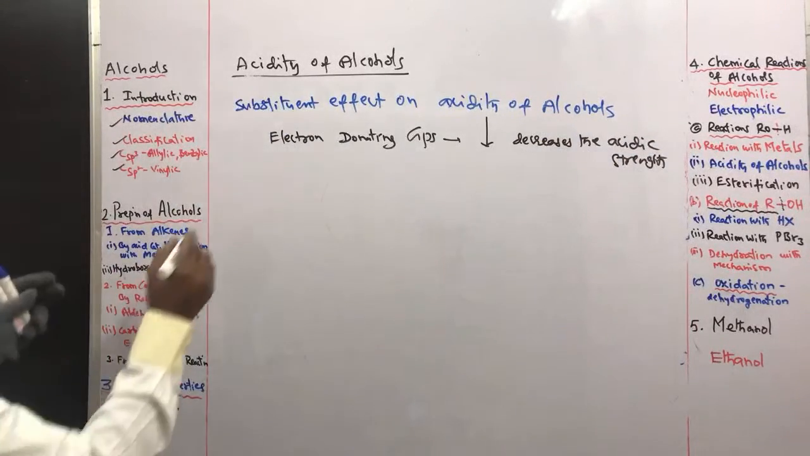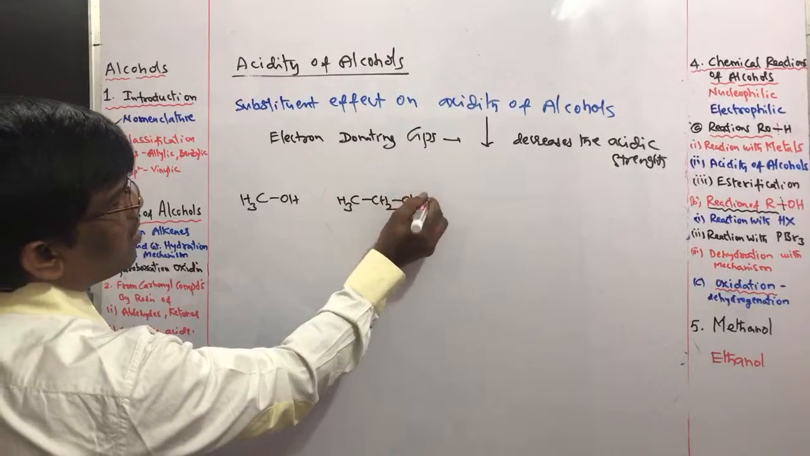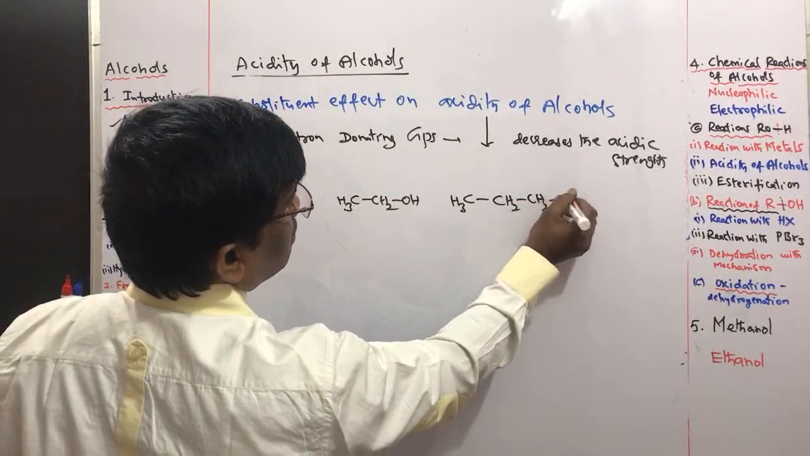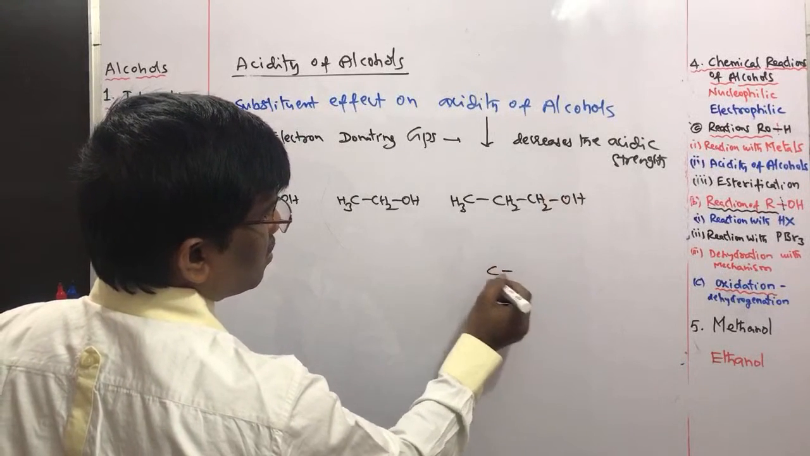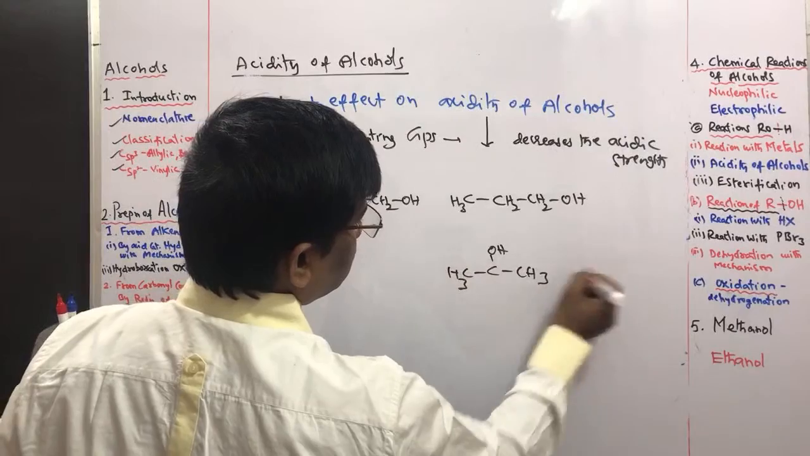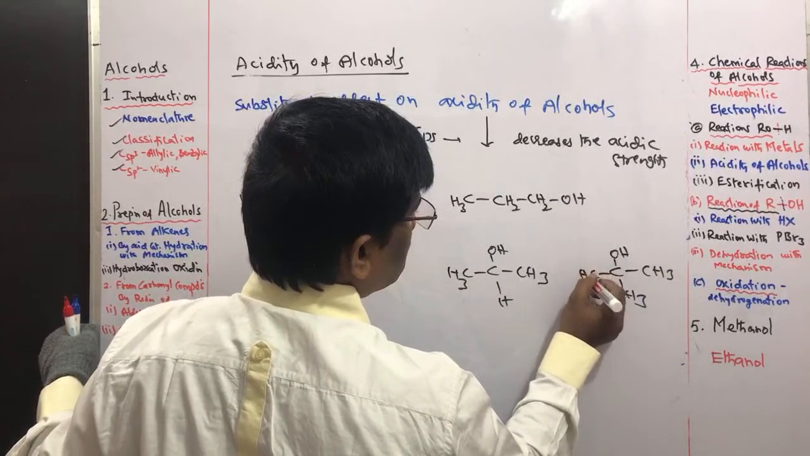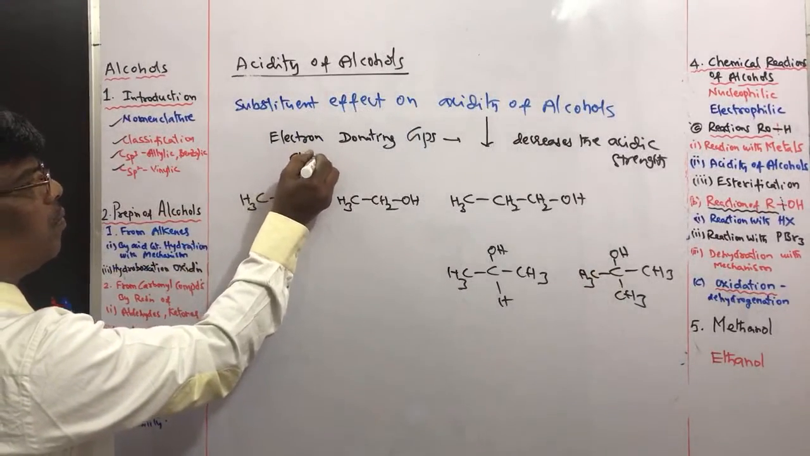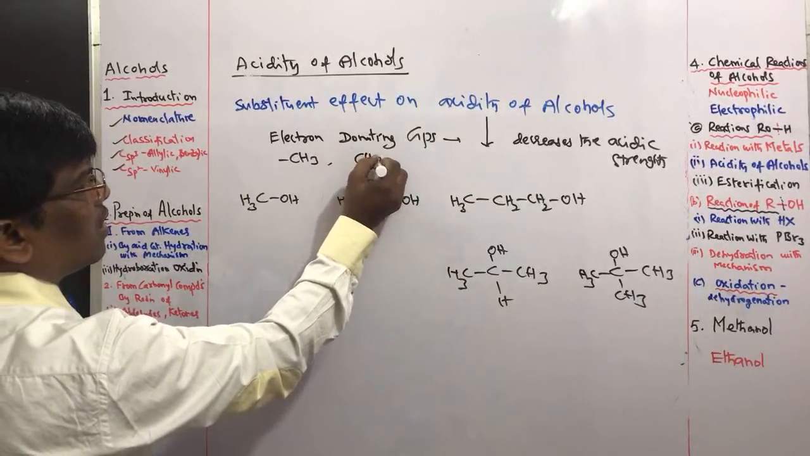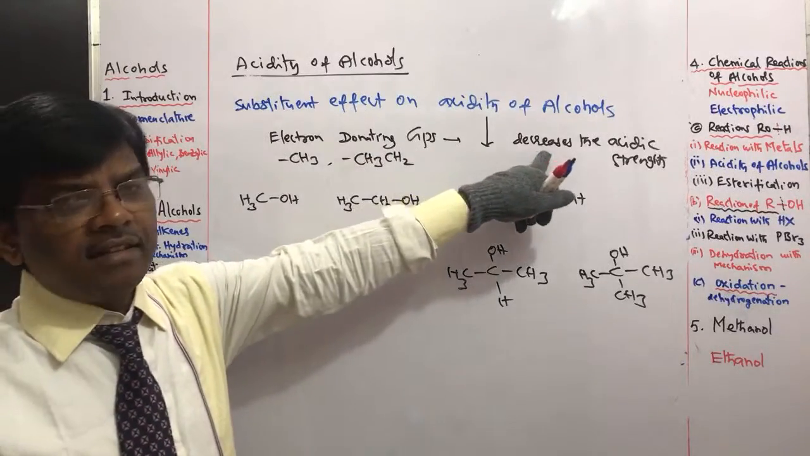For example, if I write methanol, CH3OH. An electron donating group, for example, a methyl group, ethyl group or other alkyl groups, is going to decrease the acidic strength.